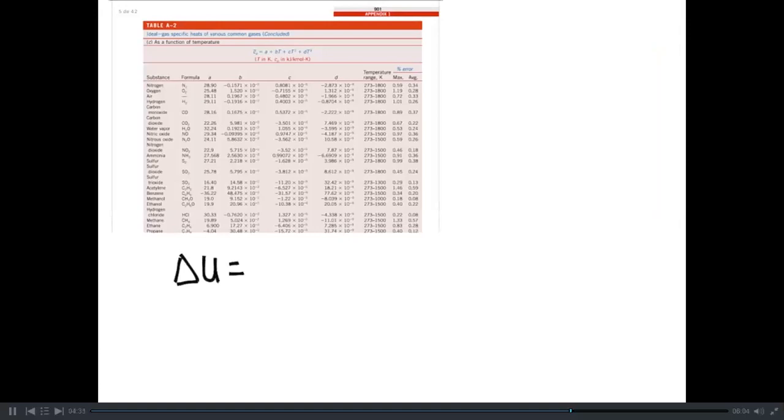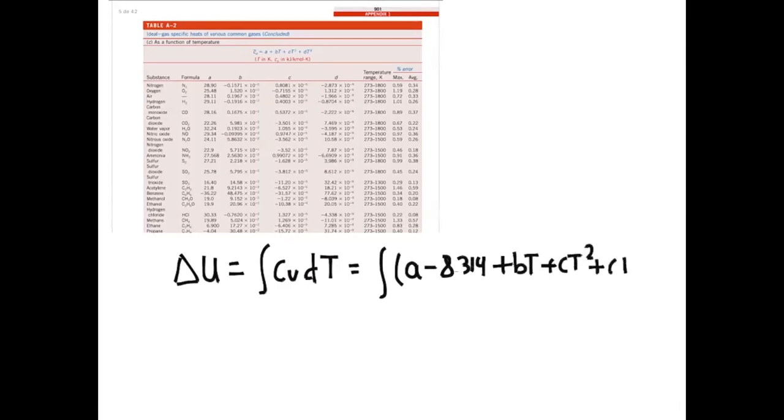For instance, let's take the first one, which is nitrogen, and if I want delta U, this is going to be equal to the integral of Cv dT, which is a function of a, so this is going to be a minus R, which is 8.314, because we're working in kilojoule per kilomole Kelvin, plus bT plus cT squared plus dT cubed dT.